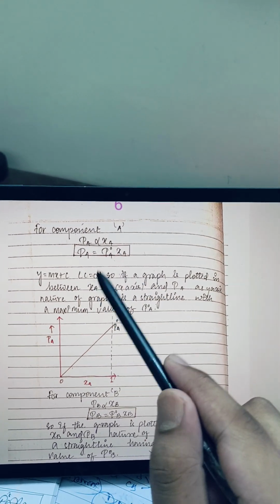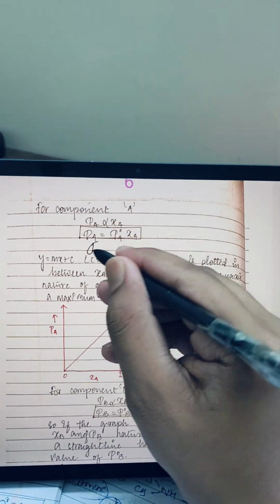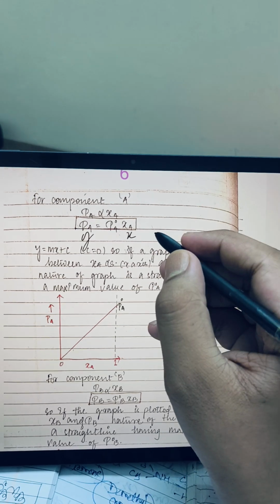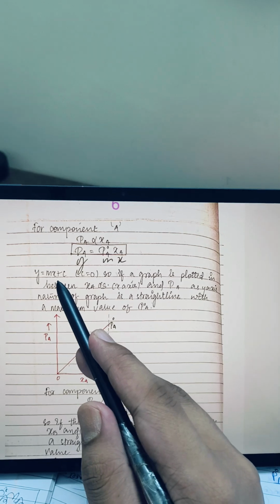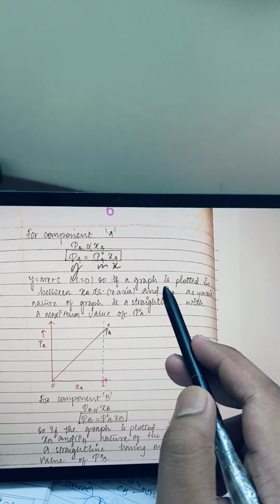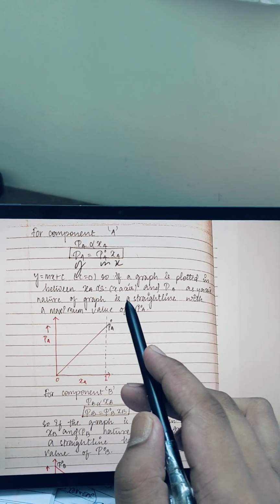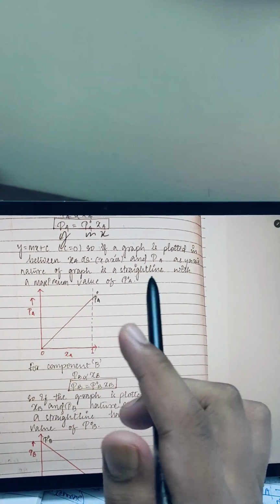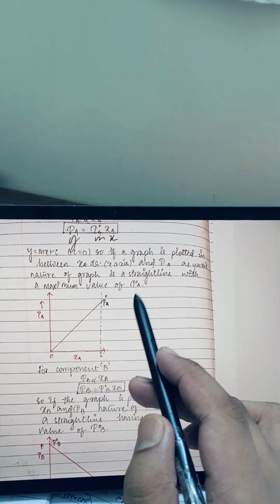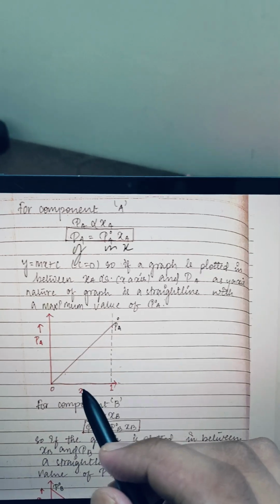y equals mx plus c. Good formula. Here y is this, x is this, m is this, and c is 0, so y equals mx. If a graph is plotted with chi A as the x axis and PA as the y axis, the nature of the graph is a straight line with a maximum value of PA naught.